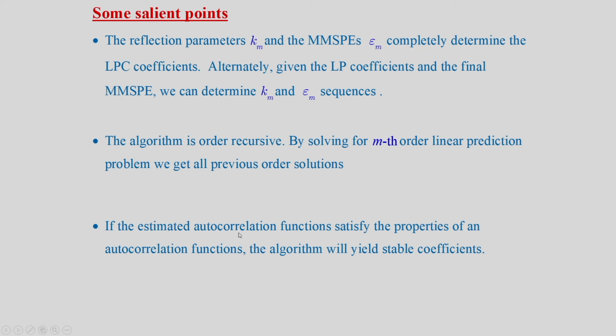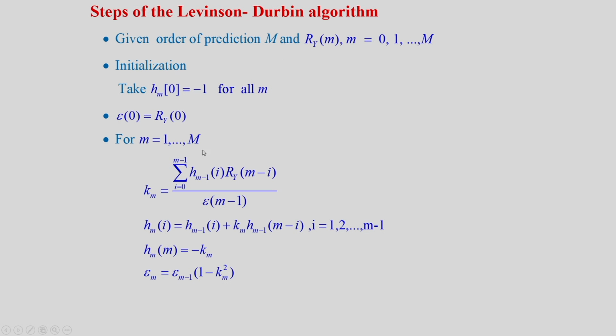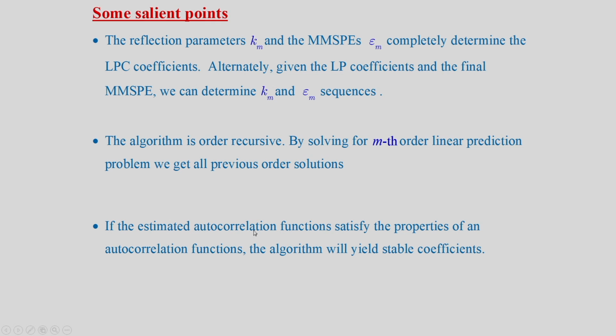All this algorithm uses the autocorrelation function, which is actually estimated from data. So, if the estimated autocorrelation functions satisfy the properties of autocorrelation functions, that is even symmetry and positive semi-definiteness, etc., the algorithm will yield stable coefficients. That is, the corresponding reconstruction filter will also be stable. That is one advantage of the Levinson-Durbin algorithm.